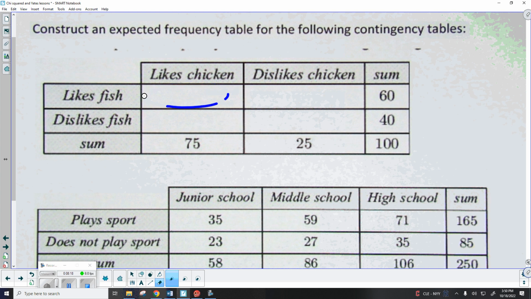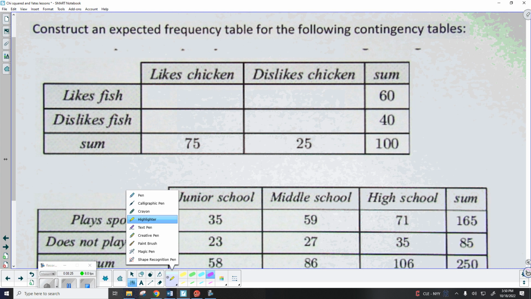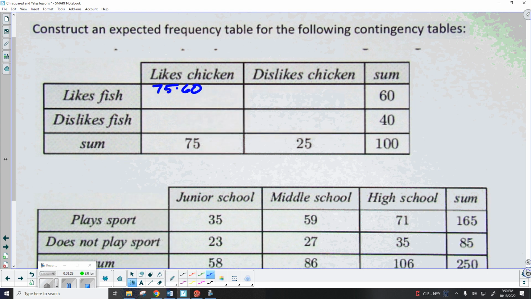There you go. So let me go ahead and erase this. So this one right here would be 75. So 75 times 60, and then I'm going to divide that by what? How many people were involved in the sample? 100. Remember, in the bottom right corner, that's always the total number of participants. So we'll come back and calculate that in just a second.